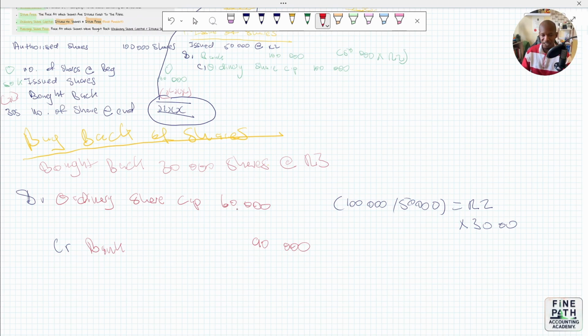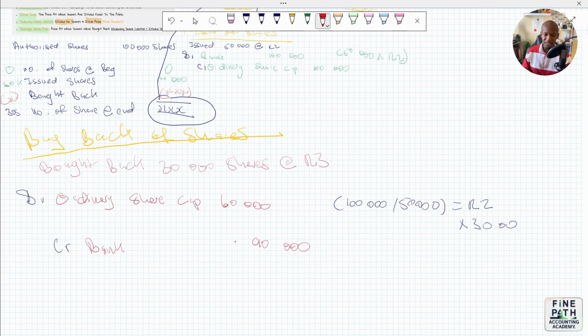So the value of shares at this date is that our ordinary share capital was worth 100,000 and we had 50,000 shares issued. So we divide and then we get 2 rands there. And then that 30,000 multiplied by 2 rands will be the 60,000. But if we see here, we have 60,000 here, we have 90,000 here. Our journal is not balancing.